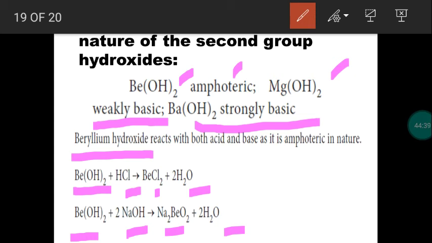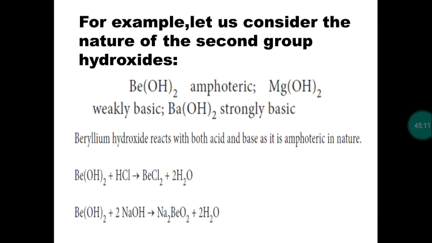Explain the amphoteric nature of beryllium hydroxide. Since it is amphoteric in nature, it reacts with both acids as well as bases. It gives a salt and water. With hydrogen chloride or hydrochloric acid, it gives beryllium chloride and water. With base sodium hydroxide, amphoteric beryllium hydroxide gives salt sodium beryllate, Na2BeO2, with the liberation of water. So this is the amphoteric nature of beryllium hydroxide.